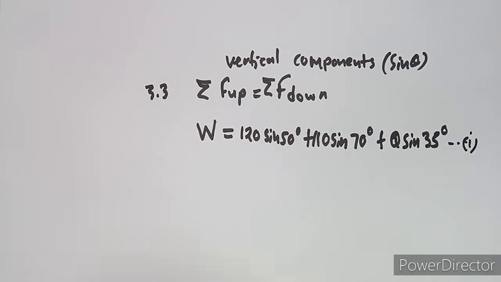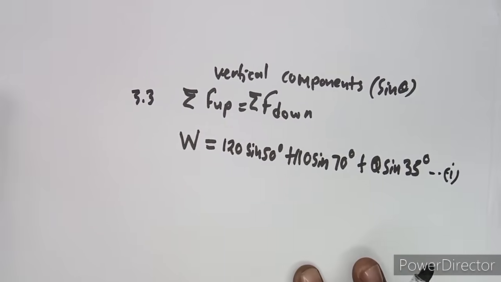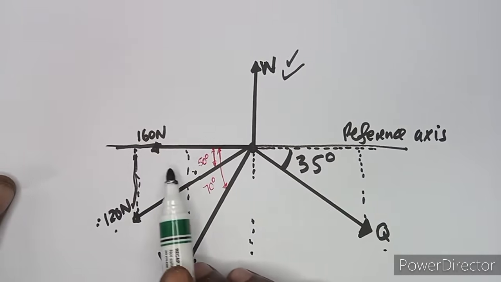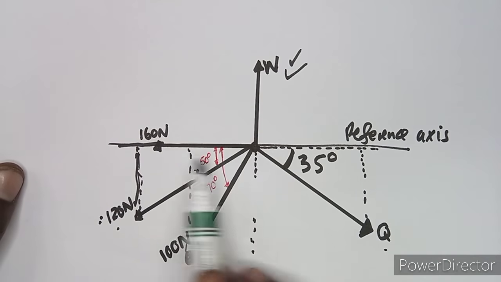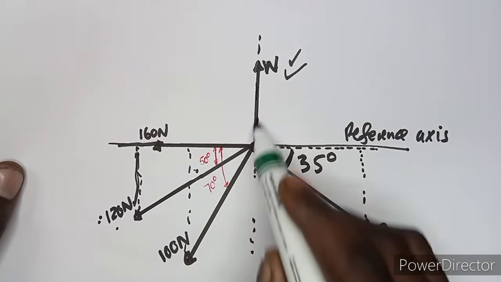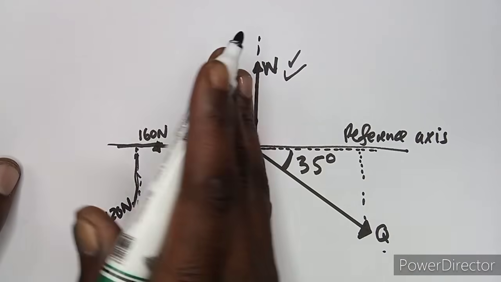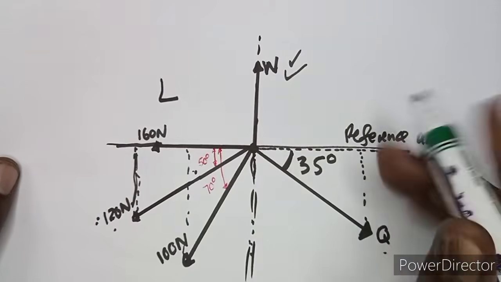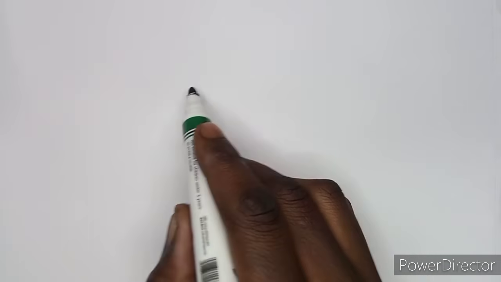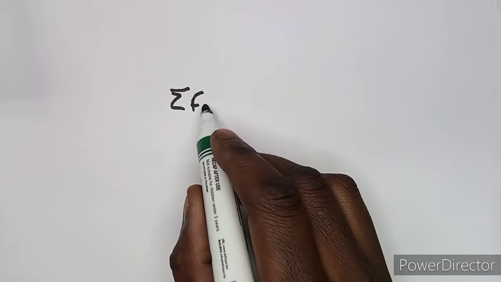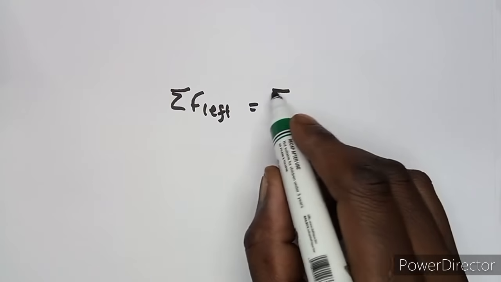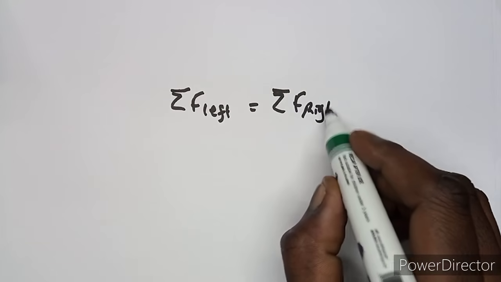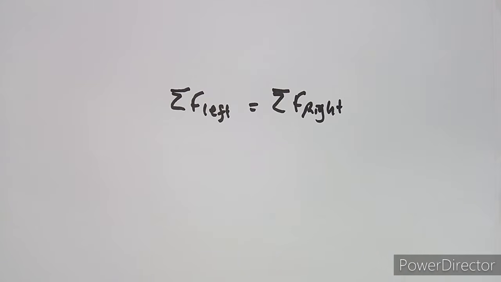Maybe we can have something on equation 2. So let's move on to equation 2. The first one we just formulated using upward and downward forces. Equation 2, we are going to formulate from the forces on the left side, because this is a vertical line, and from this vertical line we have forces on the left and forces on the right. We're going to use the same concept: F right is equal to F left. The sum of the forces on the left is equal to the forces on the right.